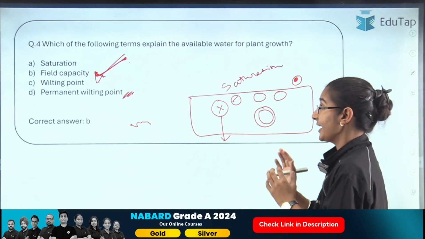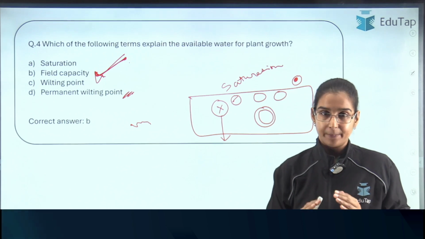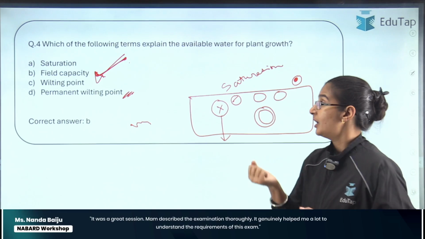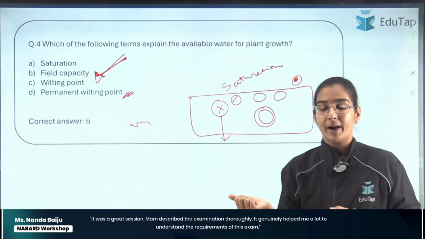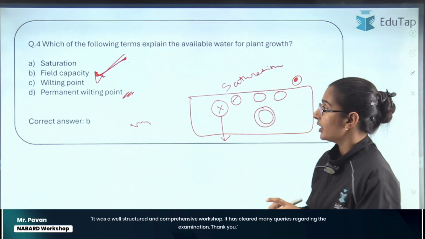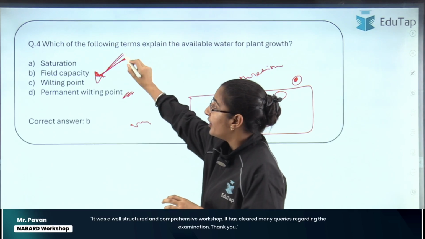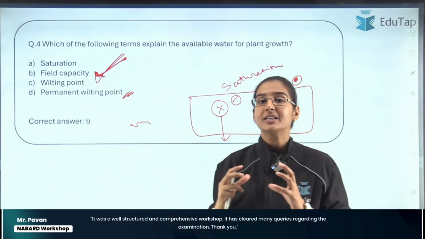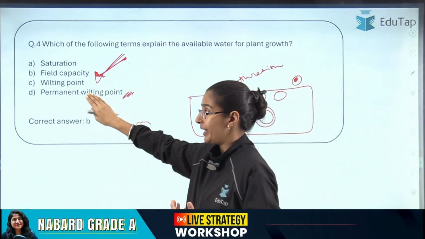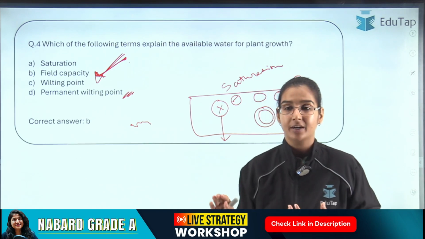So this water again is not there for the plant's uptake. Why? Because this water is very tightly held by the soil particles, and therefore plants cannot take up this water, right? So it is the field capacity where the water is available for the plant's uptake. Now you might ask, what is the difference between wilting point and permanent wilting point?